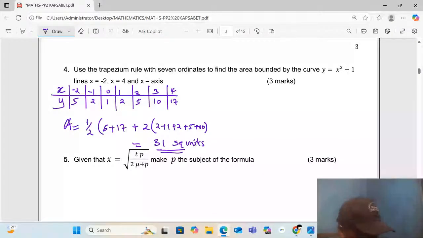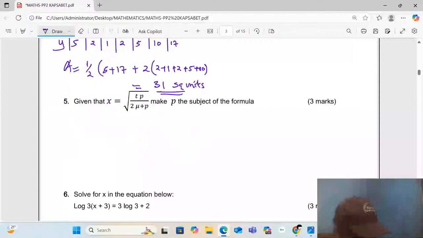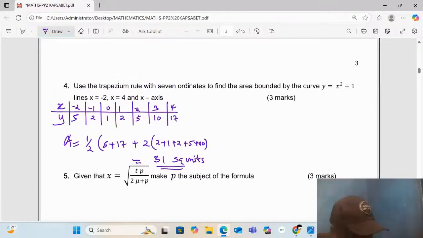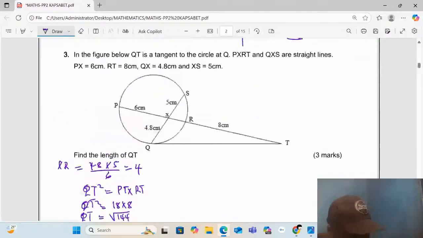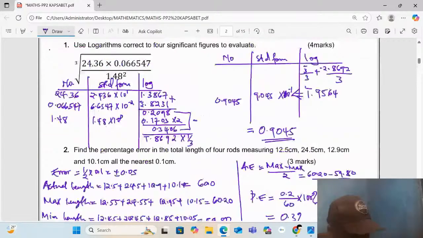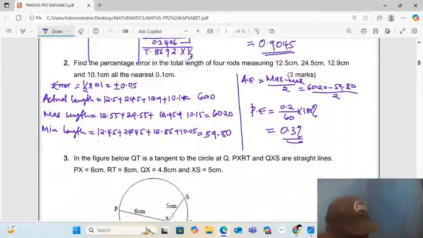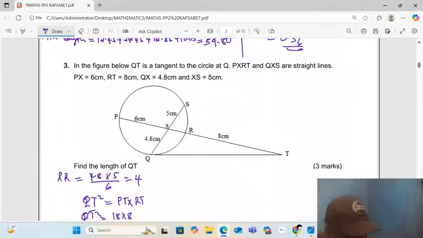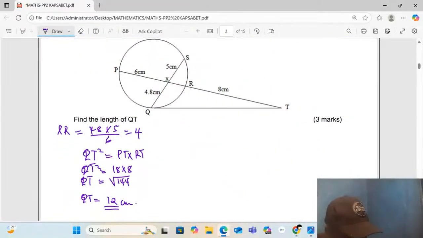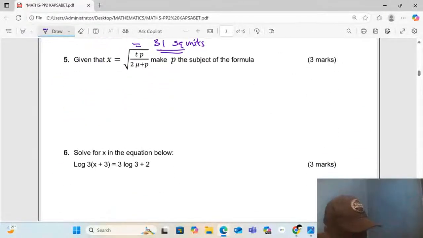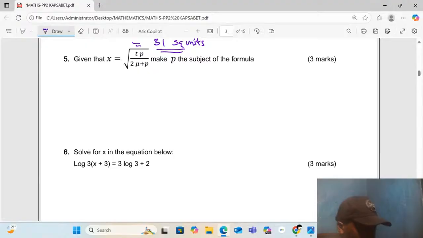And then we move to the next question, question number 5. For those who have not seen the first to the third question, the second one was this one on errors. This was the third question. And now we finish the fourth one. Now we move to the fifth question.